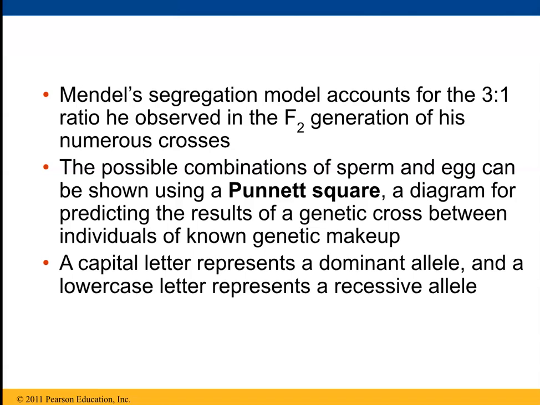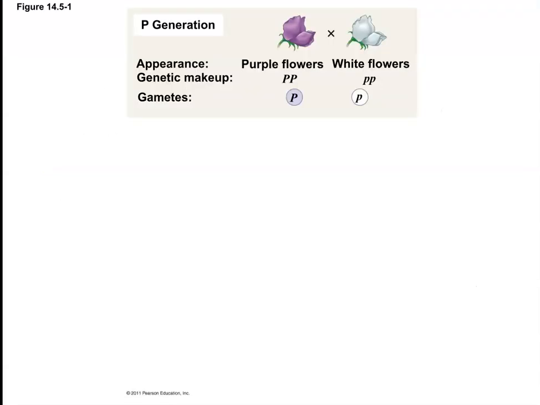So we're going to use a capital letter to represent dominant alleles and a lowercase letter to represent recessive alleles. So we'll just stay with the flower color. We'll use capital P for purple, and small p for the white flowers. So we have a true breeding purple and a true breeding white. If they're true breeding, then they are what we call homozygous, which is both letters are the same. Capital P for true breeding purple or homozygous dominant, and small p for true breeding white or homozygous recessive.